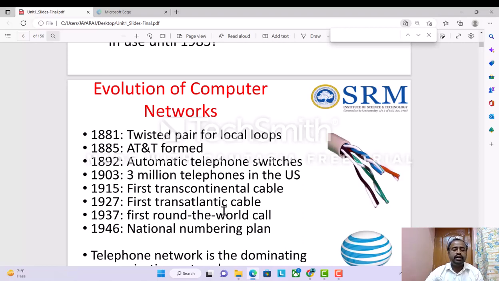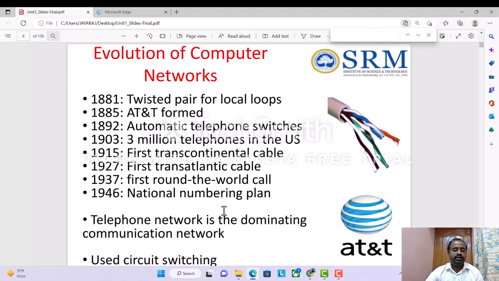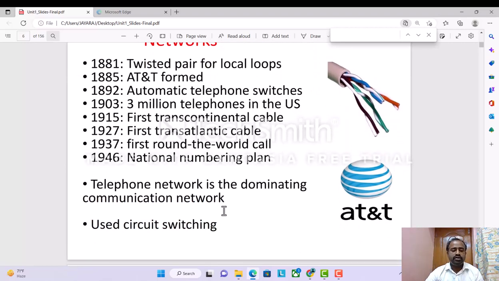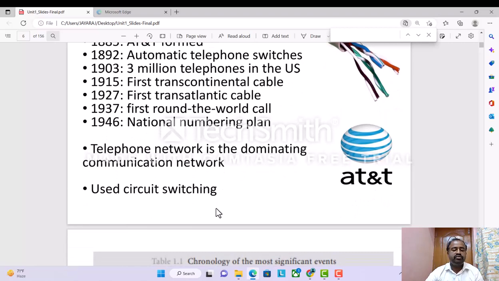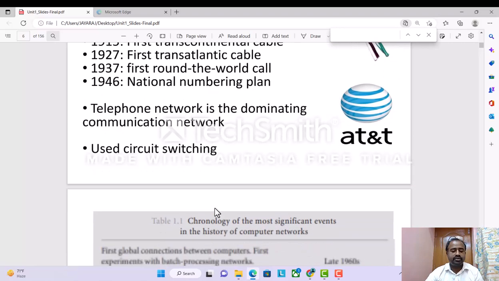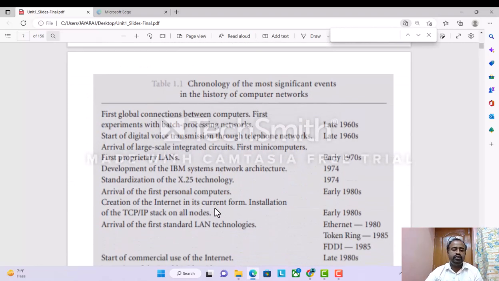This is how the telecommunication network began. That is, from a local area it developed through the continent and then worldwide. Now the telecommunication network is dominating the communication network of the entire world. Without communication, everything will stop. You can take the stock market as an example also. For this we are using the circuit switching method. This is the chronology, you can go through it.